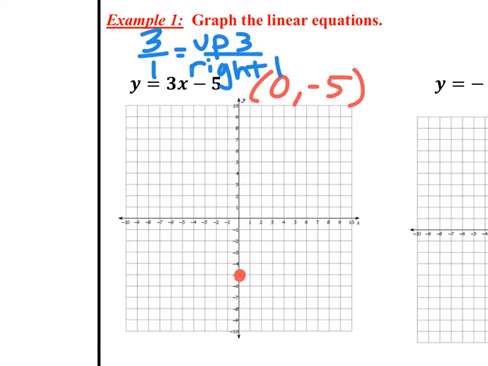Now we're going to graph that slope. So I start at my y-intercept and I go up 3, right 1 to get more points from there. Up 3, right 1, up 3, right 1, up 3, right 1. And you keep going and going as far as you can.